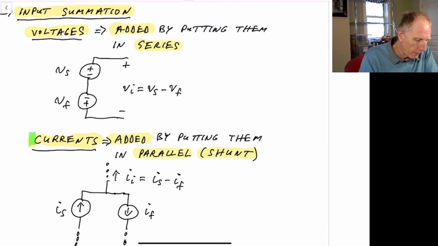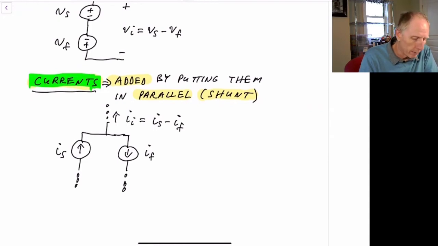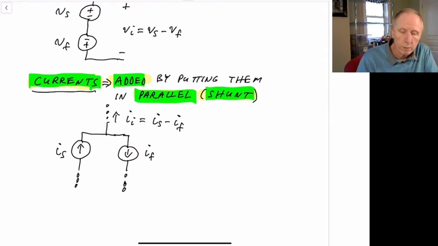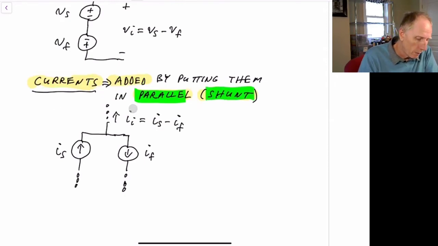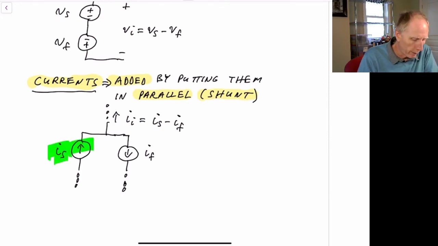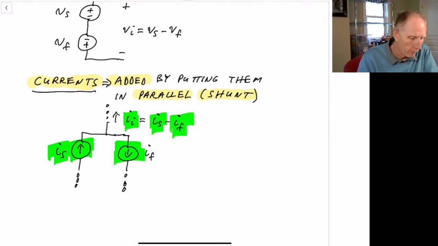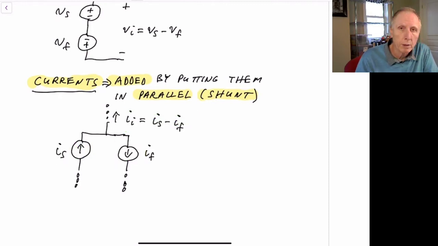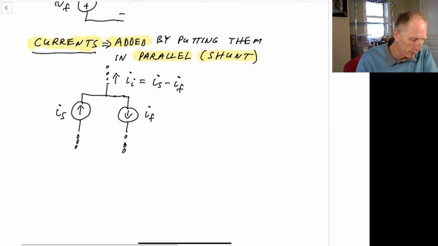Now if my signals happen to be current, so if my input was a current and I needed to subtract that from the feedback signal, then to add or subtract them, I put them in parallel, which is also known as a shunt. In other words, if I have, in this case, I sub S, a current going in this direction, I sub F, a feedback current going in this direction, then this current, I sub I, the error current, would be equal to I sub S minus I sub F. So I place, in this case, the two currents in parallel or in shunt. And now you can see why we have the terminology series and shunt.